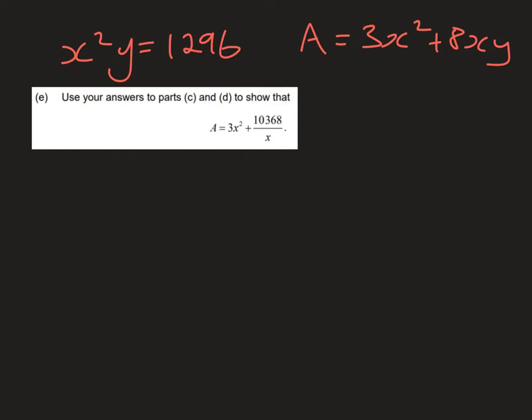For part E, we need to draw on our previous answers. So we found in part C that x squared y was equal to 1,296. And in part D, we found the surface area is equal to 3x squared plus 8xy.